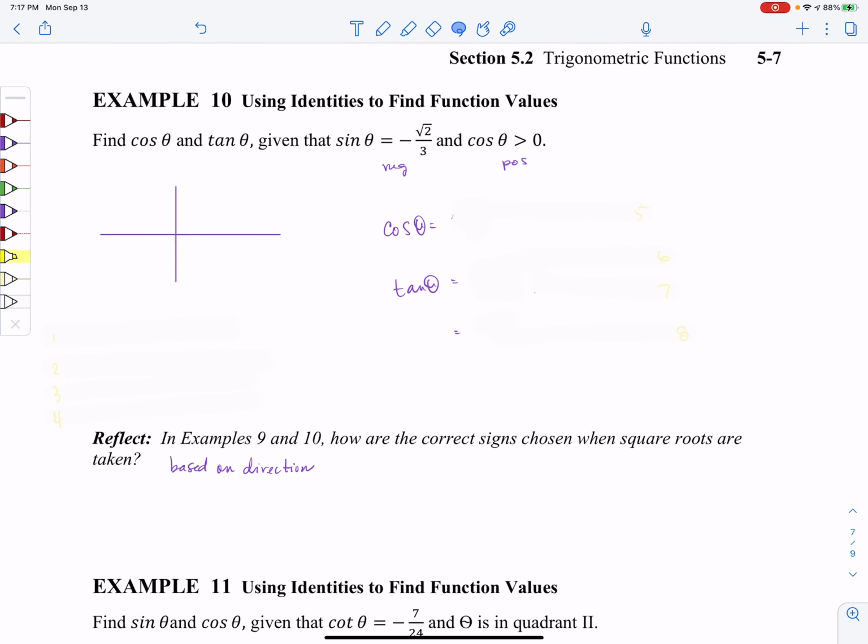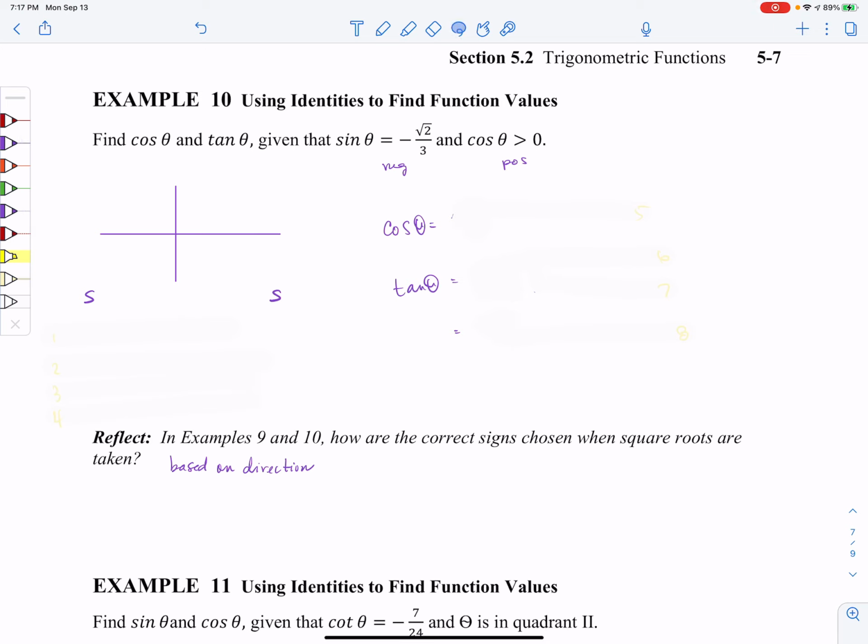All right, let's look at example number 10. So it says to find cosine and tangent, given that sine is negative. All right, let's stop right there. Where is sine negative? Think about all students take calculus. Sine is negative wherever the y values are negative. So sine is negative in quadrants 3 and 4.